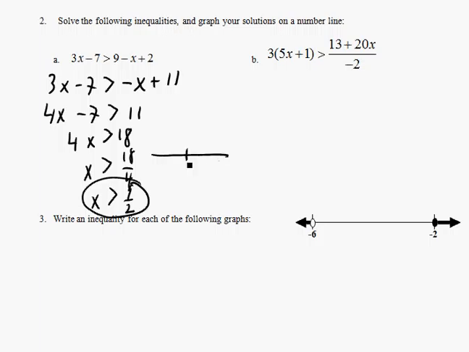And if we graph that on the number line, we would want to graph all of the values of x to the right of 9/2, but not including 9/2. So an open circle at 9/2 and then shade to the right.